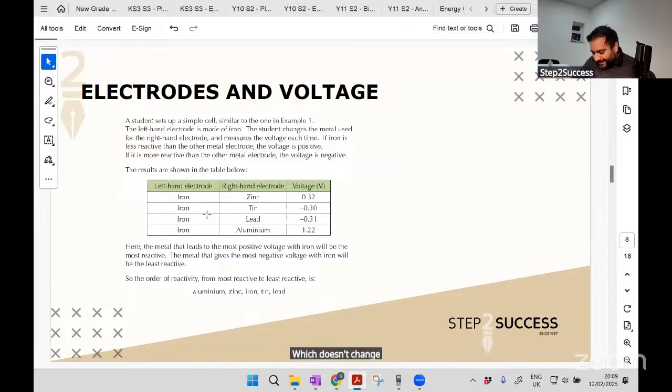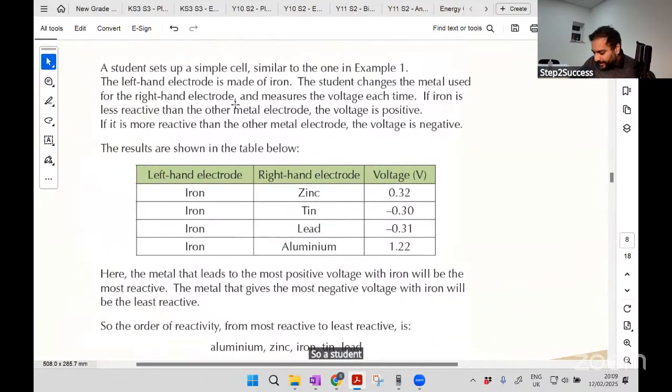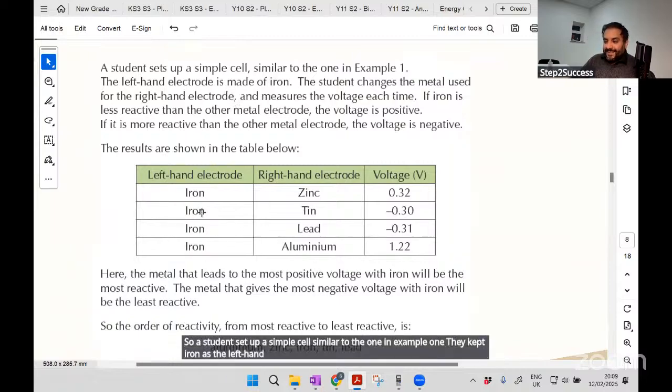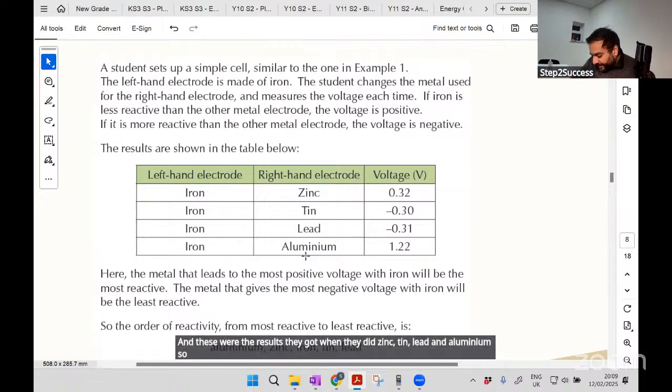But let me just show you an example of an answer. A student set up a simple cell similar to the one in example one. They kept iron as the left-hand one, but iron isn't necessarily the least reactive one anymore. And these were the results they got when they did zinc, tin, lead, and aluminium. So they got 0.32 with zinc, and then they got some negative numbers, and they got a big one with aluminium.